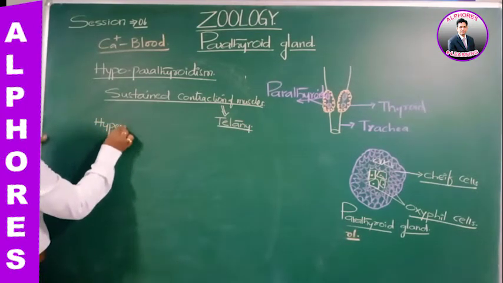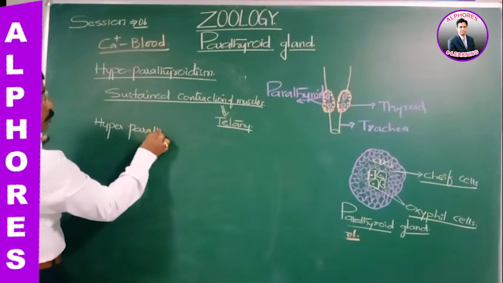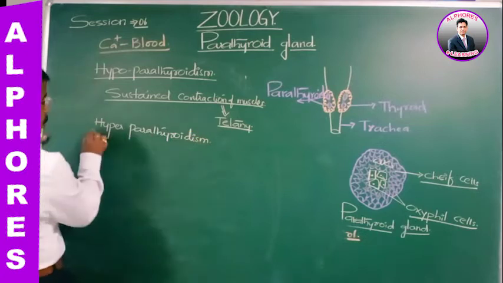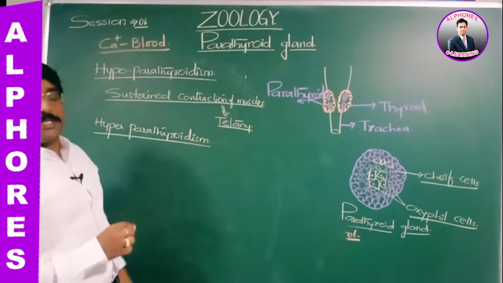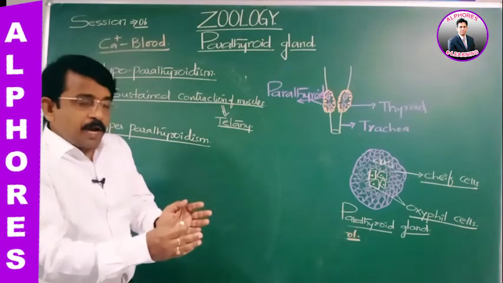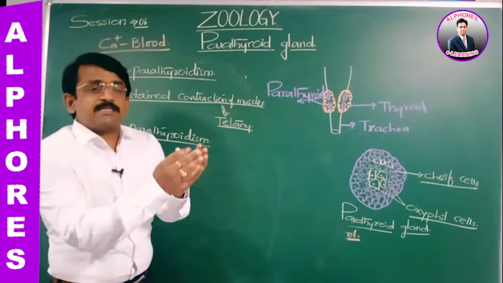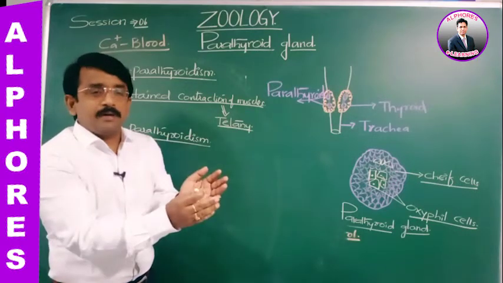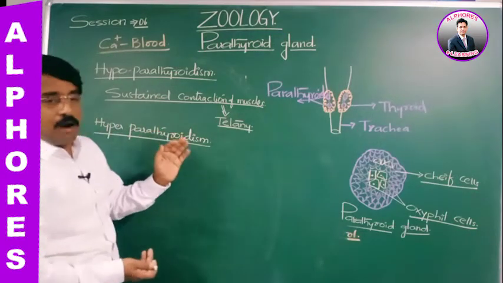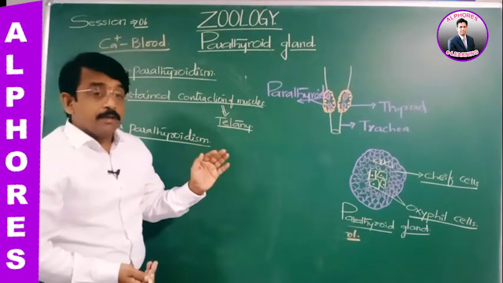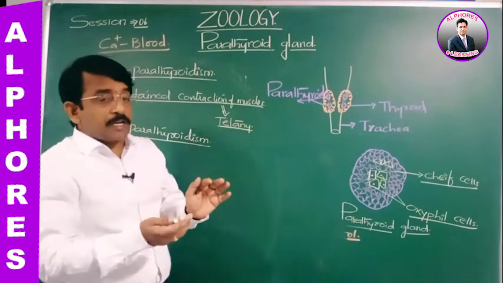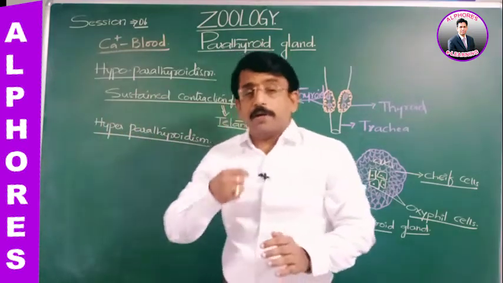hyperparathyroidism. Hyperparathyroidism is excessive secretion of parathormone. Excessive secretion of parathormone causes an excessive increase in the level of calcium in the blood. With excessive parathormone, there is more activation, that is, the osteoclasts are activated more.